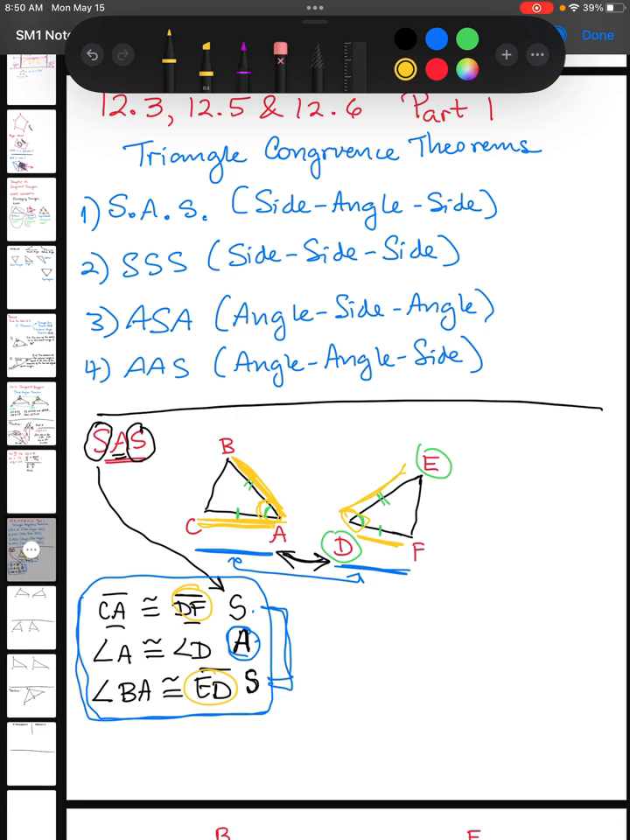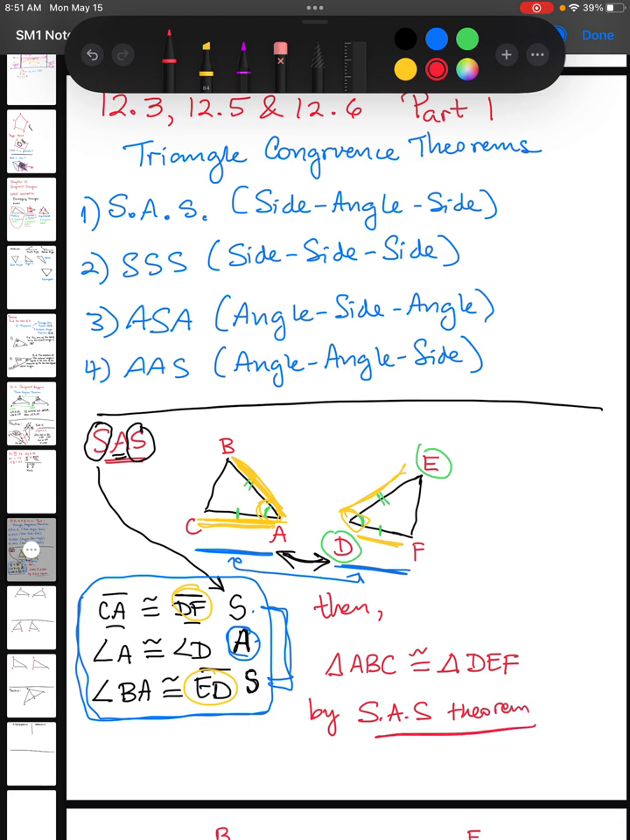If these three happen to be congruent, then my conclusion is that triangle ABC is congruent to triangle DEF. That's what we're looking for, and I could show that by the SAS theorem. That's how we use those theorems. As long as those three specific elements are congruent, then I can now conclude that these two triangles are congruent.